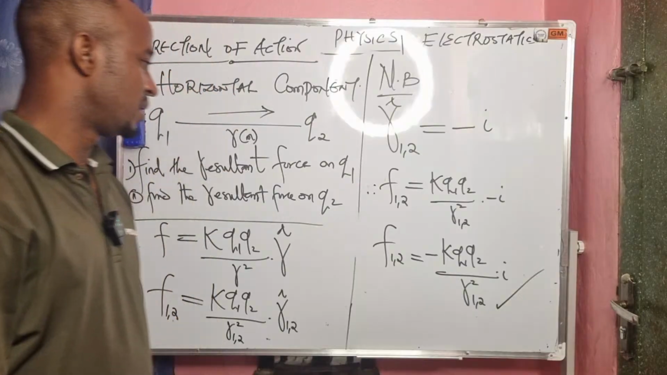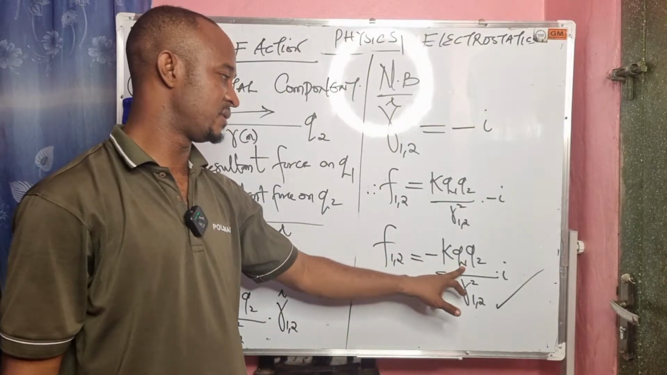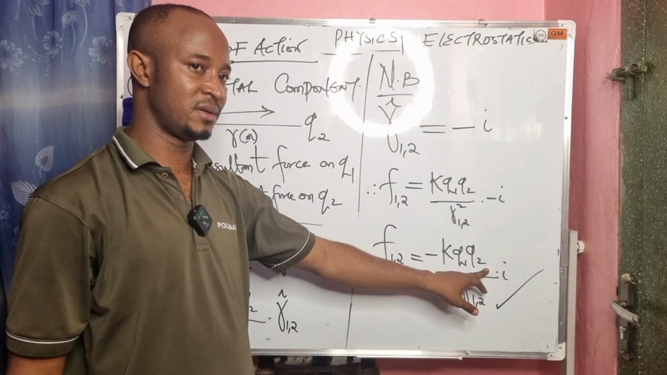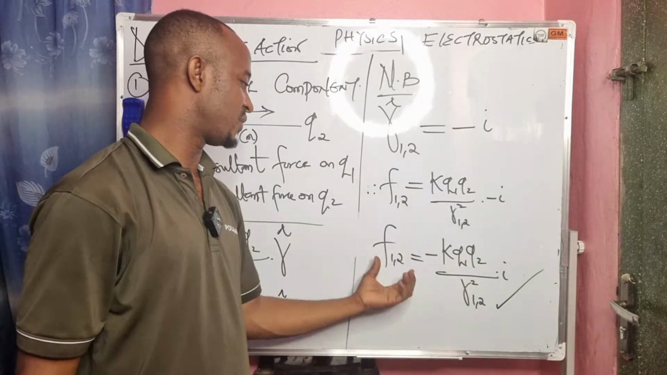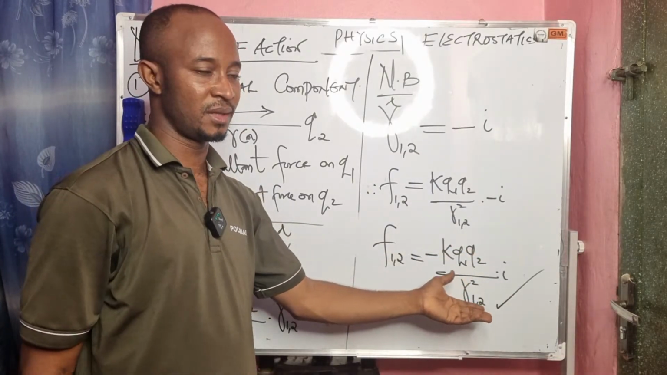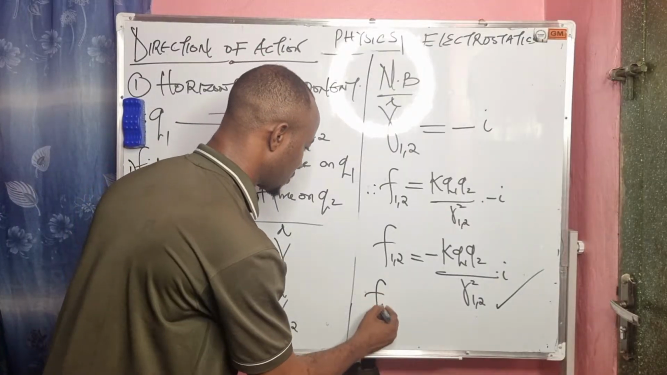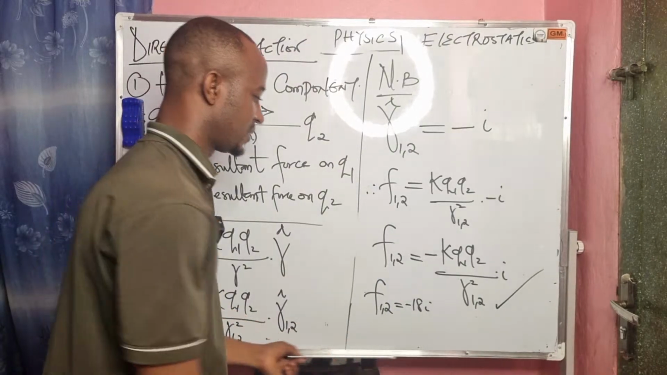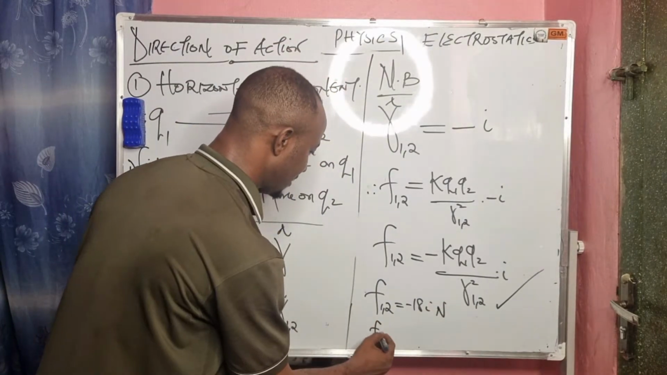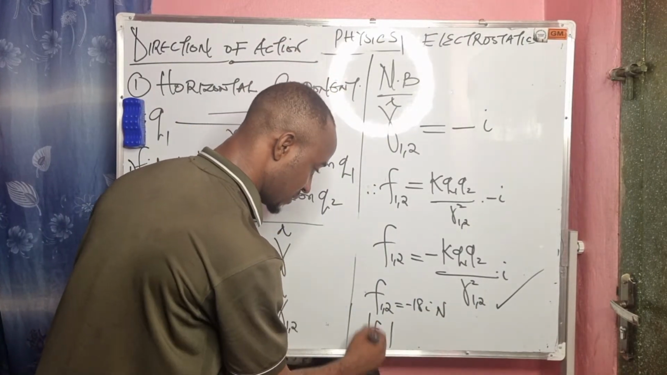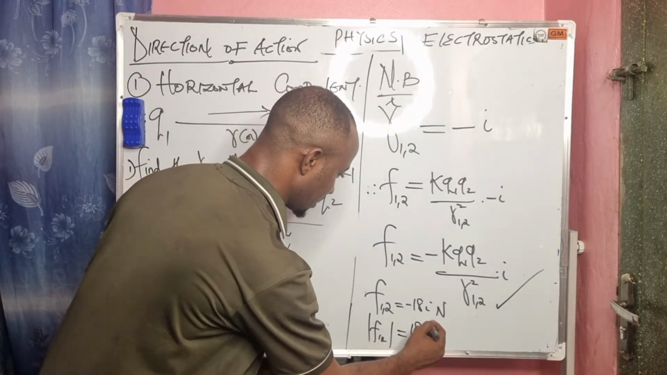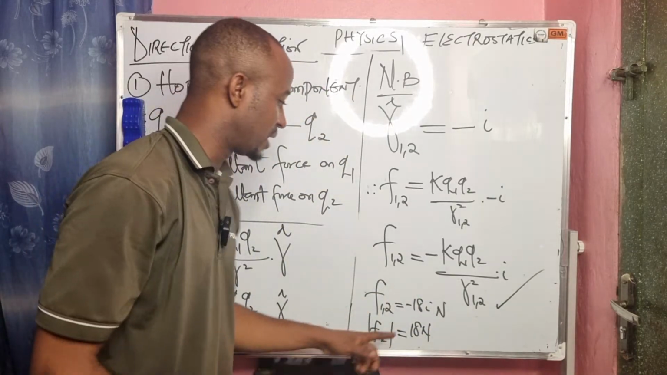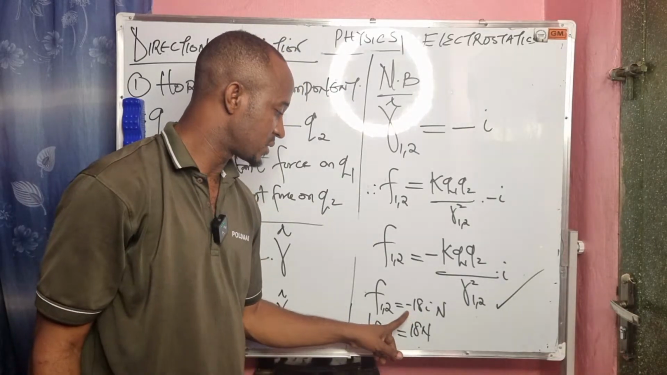Where i represents the unit vector. Let's say Q1 is positive and Q2 is positive. Definitely, at the end of the day, our F12 will be minus something. Let's say I have my F12 as minus 18 i. That means our F12 modulus will be 18 newtons. Is that clear? Then if I remove the 18 from here, what is the remaining here?